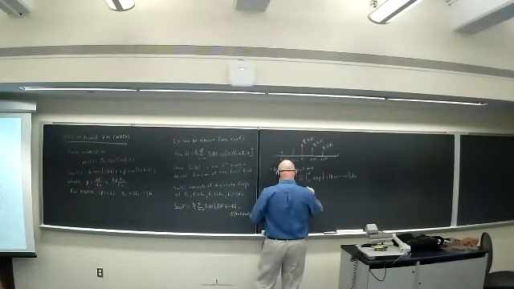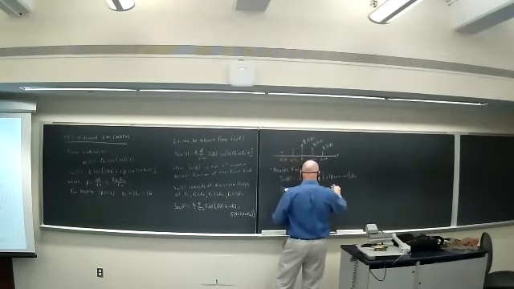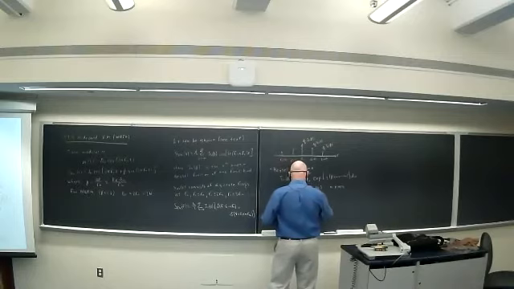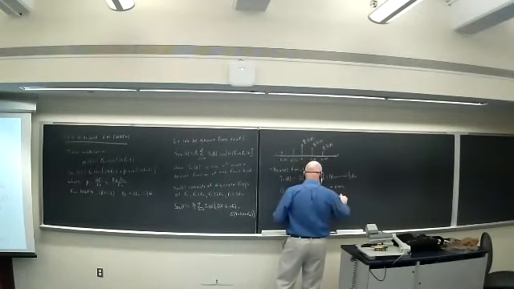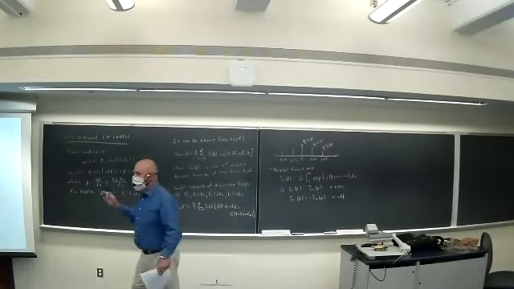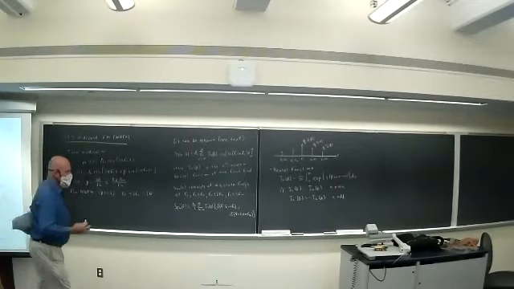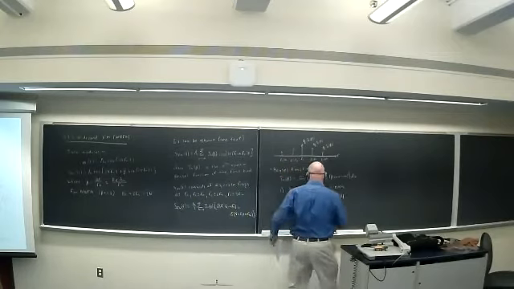Jn of beta is equal to j minus n of beta for n even, and Jn of beta is equal to minus j minus n of beta for n odd. So knowing that means I don't need all the j minus one plots. The j minus one is the negative of the j one, so it would be the negative of this. And then j minus two is the same as j two. J minus three is the negative of j three. J minus four is the same as j four. So I don't need a separate set of plots for all the negative n values, if I remember this.